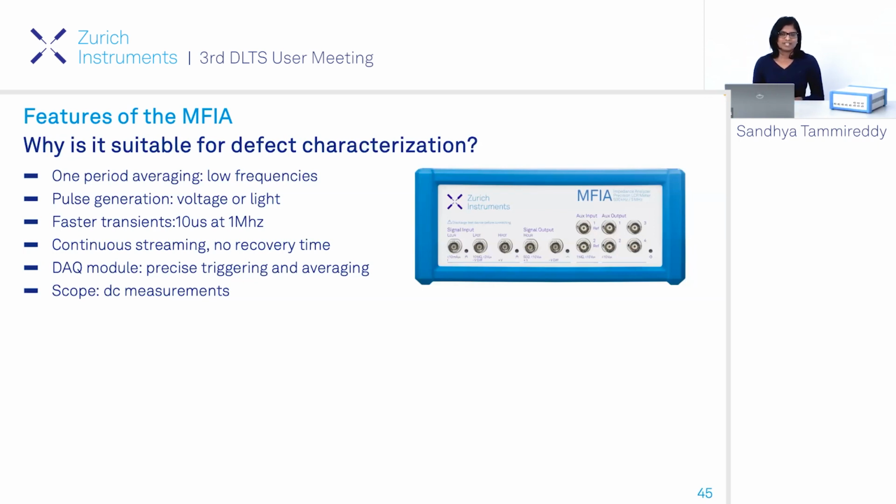Also, as Ron showed us today, you can measure the transients quite fast. You also have continuous streaming, so there is no recovery time. And the DAC module allows you to have precise triggering and averaging as well. As discussed, you can also do DC measurements using the scope module.